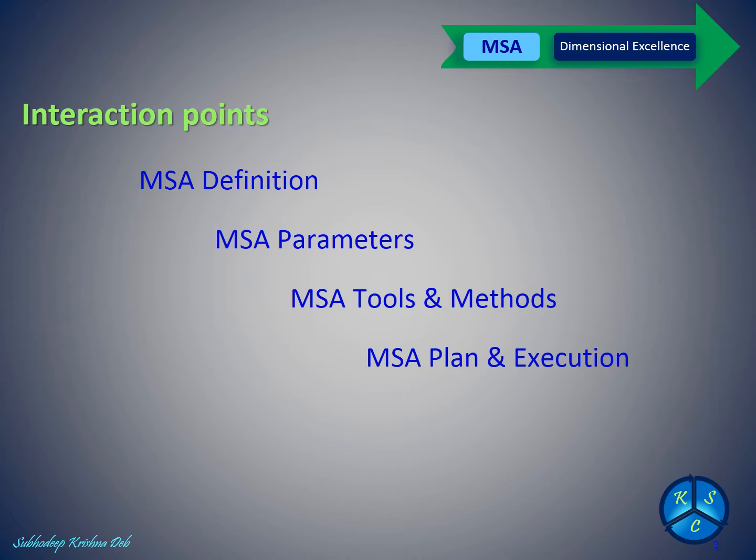In this series of illuminating text, I will guide you through the complete process of measurement system analysis. The complete course shall be covered and published in 4 phases. Till now, we have covered the first 2 phases, that is MSA definition and MSA parameters. Till the last video, we have covered the MSA tools and methods for the variable data. In this video, we will start with the MSA tools for the attribute data.